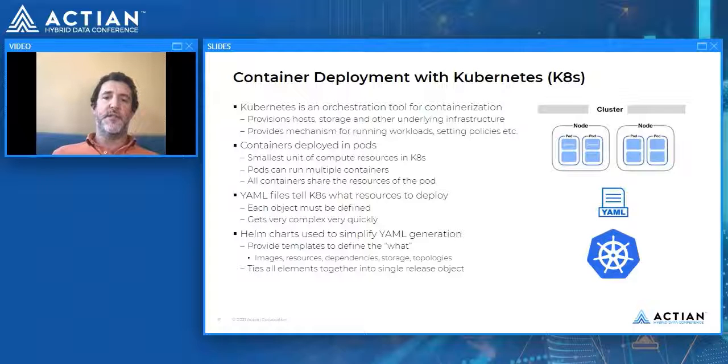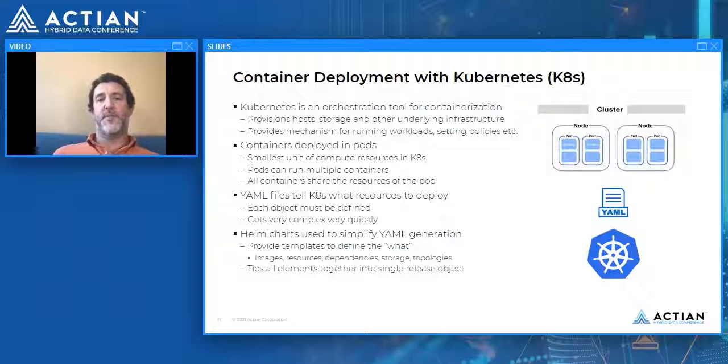So once you have your containers, once you have your images, how do you deploy them as containers? The infrastructure we use for deploying the containers is called Kubernetes. Kubernetes is an orchestration tool for containerization. It has a number of different roles. It provisions underlying hosts, storage, and the rest of the underlying infrastructure for running the containers. And it also provides a mechanism for running and monitoring workloads, setting policies, managing security, managing sensitive information. So it covers absolutely everything to do with the deployment of the containers.